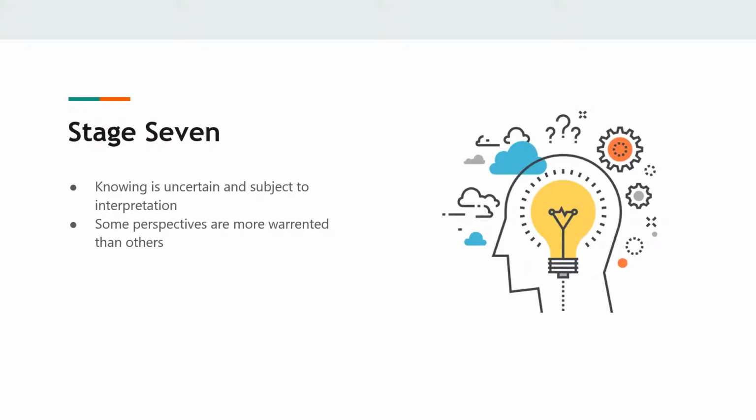In stage 7, students realize that knowing is uncertain and is subject to interpretation of the individual. They also realize that one can make justifiable claims to better the problem under review. They understand that some perspectives or issues may be more warranted than others. They realize that one truth does not have to discount another truth.